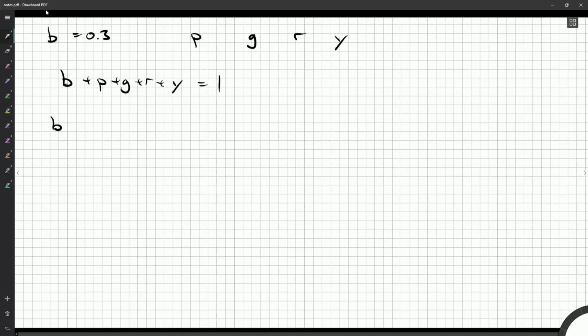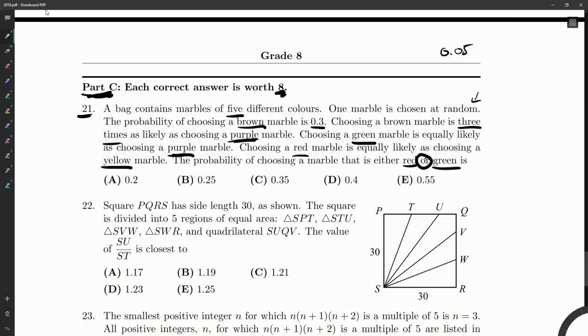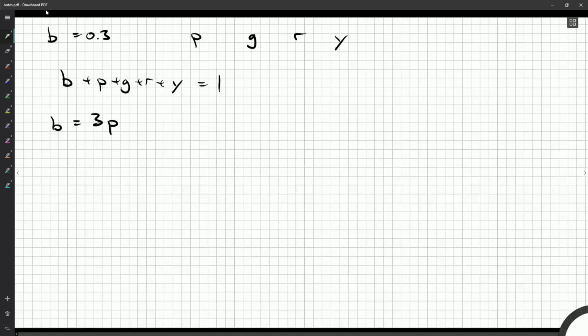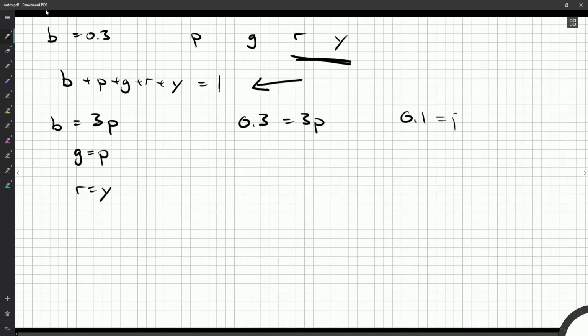So we're told that getting brown is 3 times as likely as getting a purple. Green is just as likely as purple. And then red is just as likely as yellow. And notice we can't really connect red and yellow to the other 3 colors, except if we have a statement like this. This one ties all 5 of the colors together. So we know brown is 0.3. So dividing by 3 on both sides, the probability of getting a purple marble is 0.1, or 10%. That means getting a green marble is 0.1, or 10%.